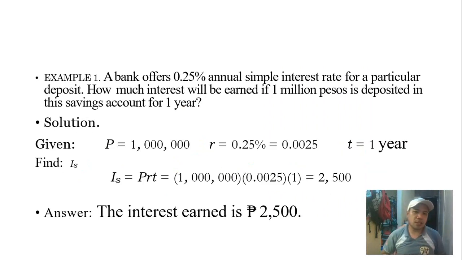Okay, so let's go to the example. A bank offers 0.25% annual simple interest rate for a particular deposit. How much interest will be earned if 1 million pesos is deposited in this savings account for 1 year?